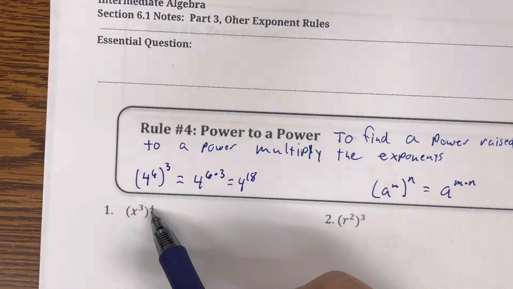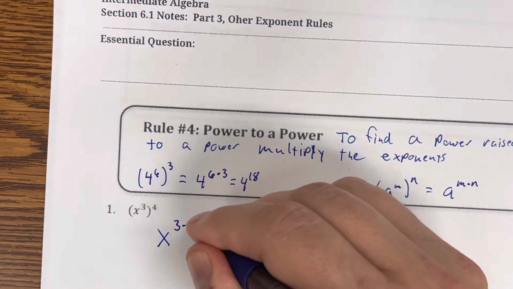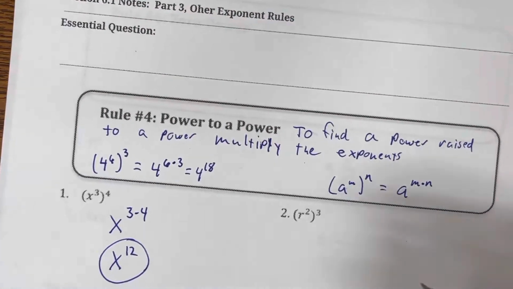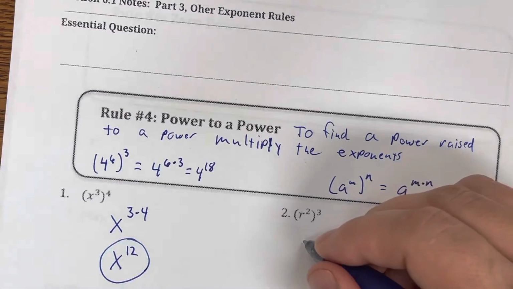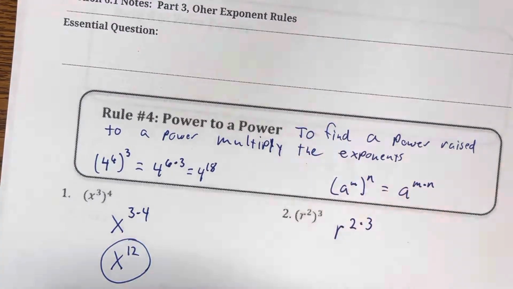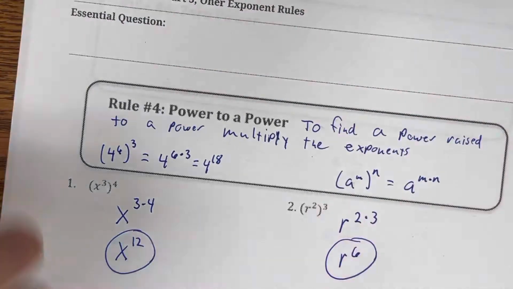So, a couple easy ones first. X to the 3rd raised to the 4th, 3 times 4 is what we got to do. X to the 3 times 4, that's x to the 12th. Now we have r to the 2nd raised to the 3rd, that's r to the 2 times 3, power to a power we multiply, that's r to the 6th.